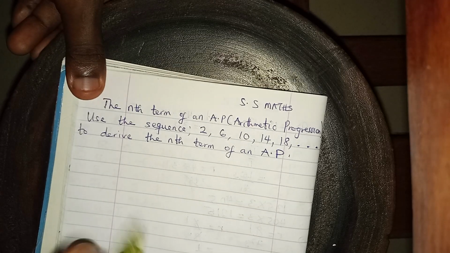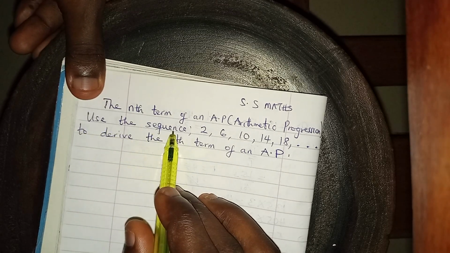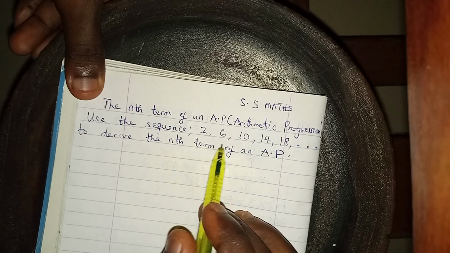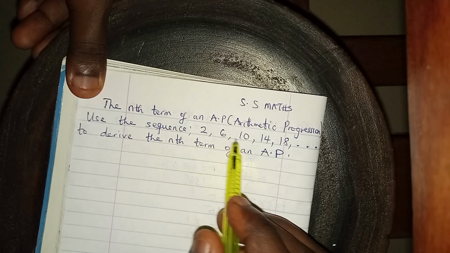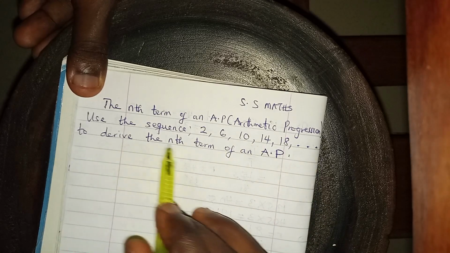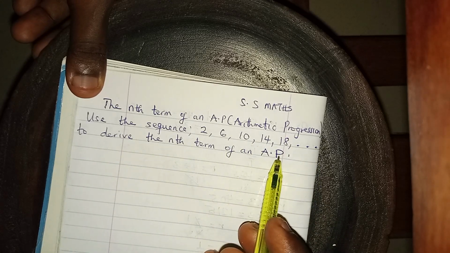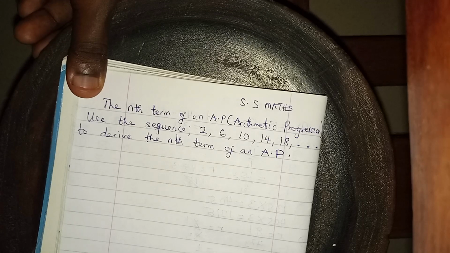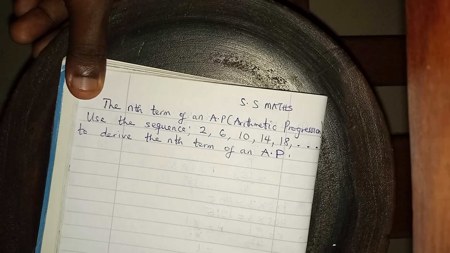Okay, now they want us to use the sequence. Look at the sequence here: 2, 6, 10, 14, 18, and so on, to derive the nth term of an arithmetic progression. Just like what I said the other time, we have a formula for calculating the terms of an arithmetic progression.